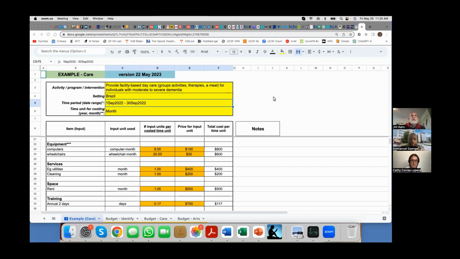And we're going to start by looking at an example of a completed budget. So now I'm going to share my screen. Here we are. We are looking at a completed example of the budget.